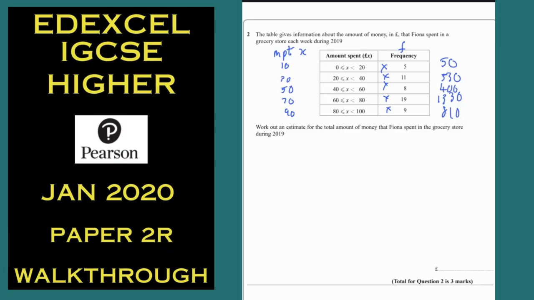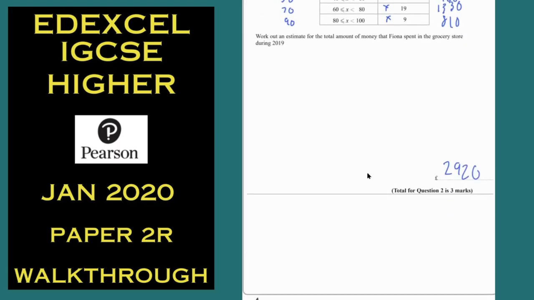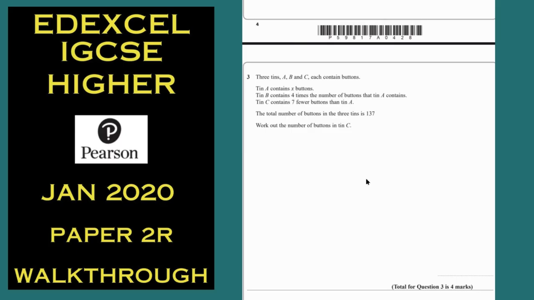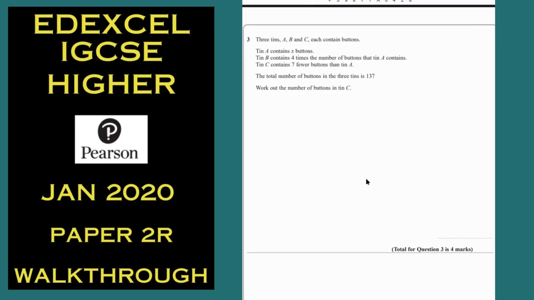But do notice it doesn't ask for an estimate of the average. So this is not sigma fx over sigma f, or in other words, total divided by total of the frequencies. Nope, just wants the total of these. And when you add them up, it's £2,920. And that's it. That's why it's 3 marks, not the usual 4.